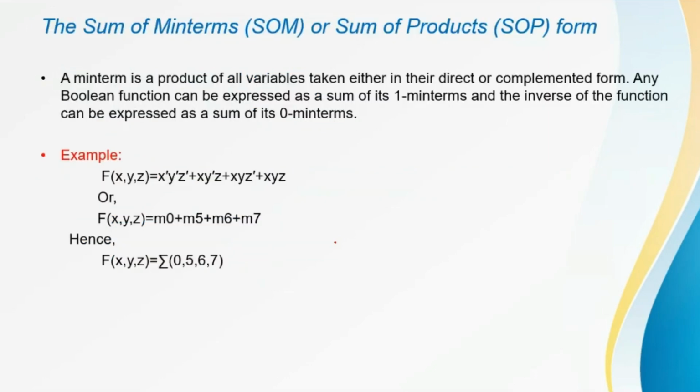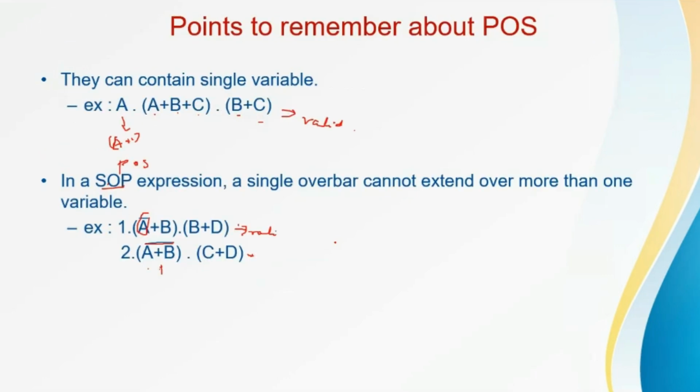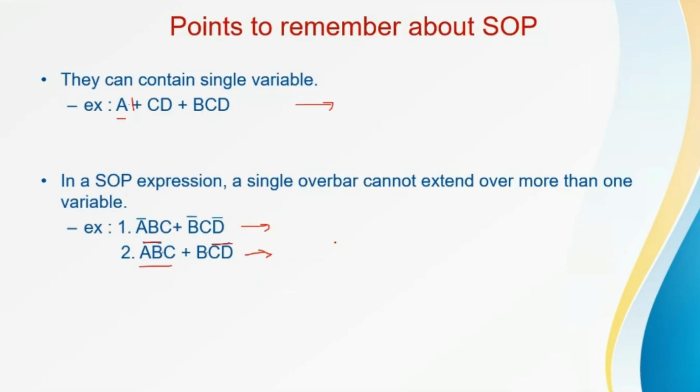First we'll see the sum of product form. So what is sum of products? We start here, right? For example, this is one, and these are the products, right? The products we are adding. So this is called sum of products.